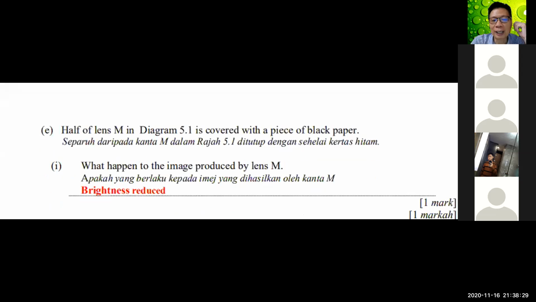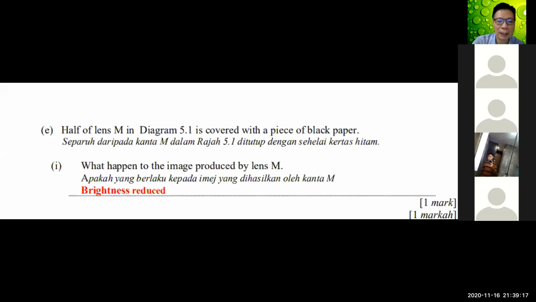Okay, actually the answer is the image still forms as usual, but the only difference is the image becomes dimmer. The image becomes dimmer, correct? Justin said correct. The brightness of the image reduced. The image still can form because you block half, light still can go through from the other half. But the image formed is dimmer because there is lesser light. So the brightness will reduce.